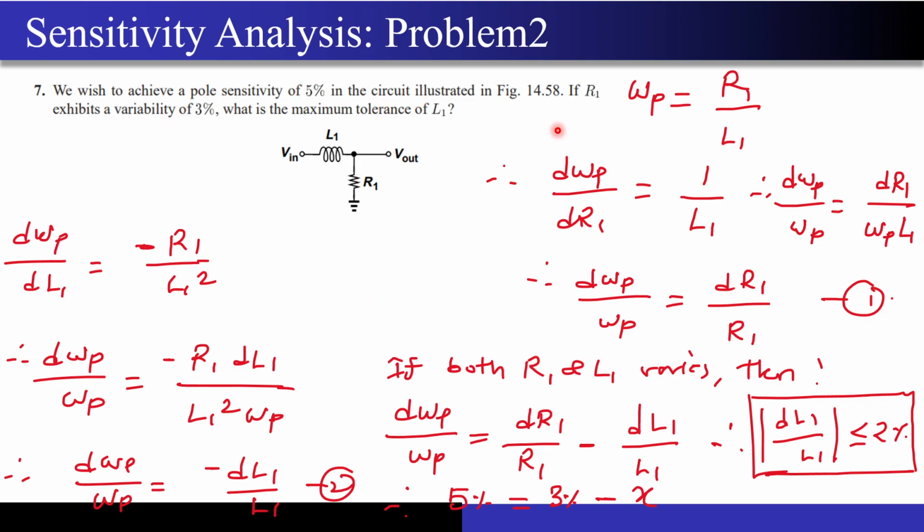Now what the question is asking us: if R1 exhibits a variability of 3%, what is the maximum tolerance of L1? So dR1 upon R1 is 3%, and what I want is the pole sensitivity. I don't want it to be more than 5% sensitive. So d omega p upon omega p is 5%. The dR1 upon R1 is 3%. What will be dL1 upon L1? Correct? We will see that dL1 upon L1 comes out to be minus 2%. If I take the absolute magnitude of it, you can say that the tolerance in L1 has to be less than 2%, right? And that is a little bit stringent requirement.